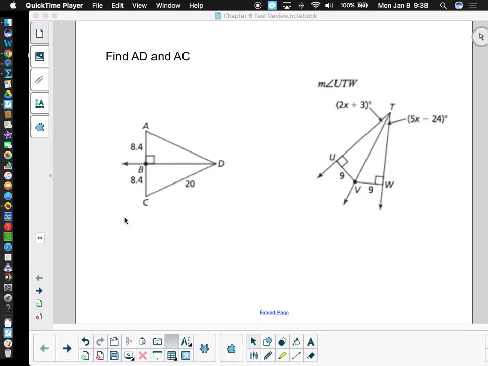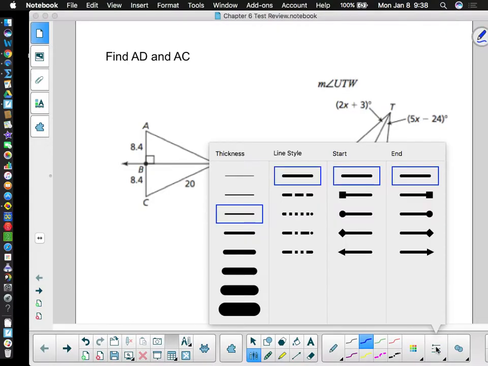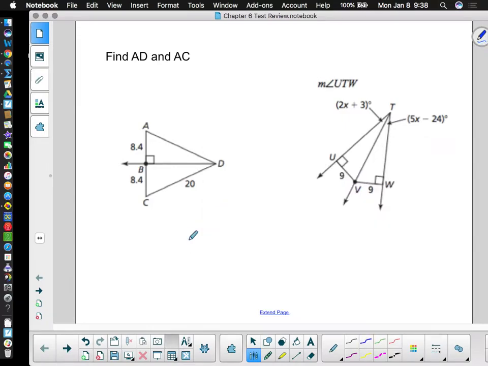The first few problems are pretty straightforward. I mean, this first one, find AD and AC. It's kind of like the freebie warm-up. You better get this right type problem. How long is AD going to be? 20. To find AC, literally, we have to do addition. 16.8.